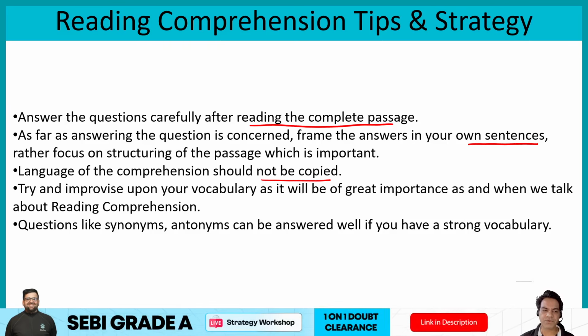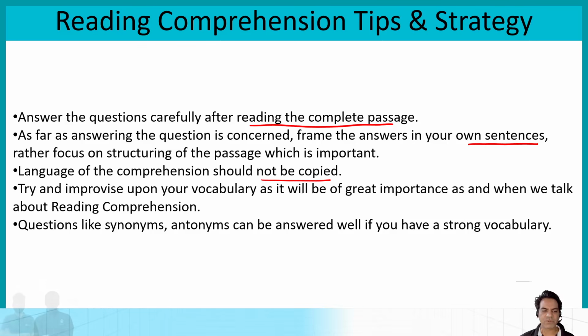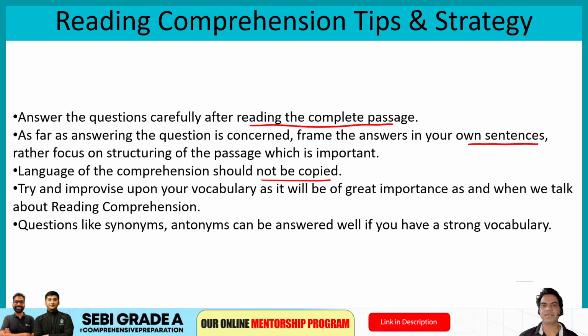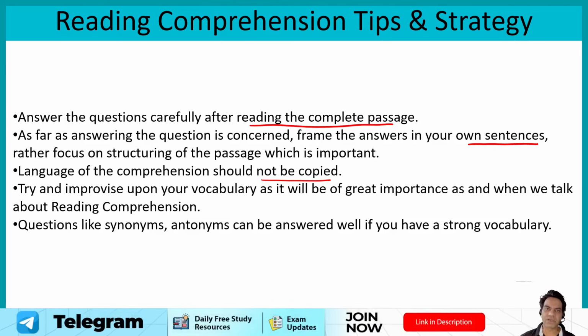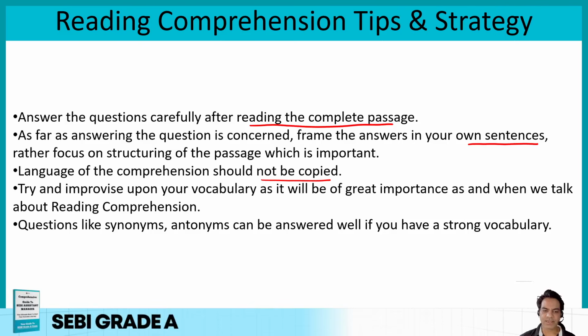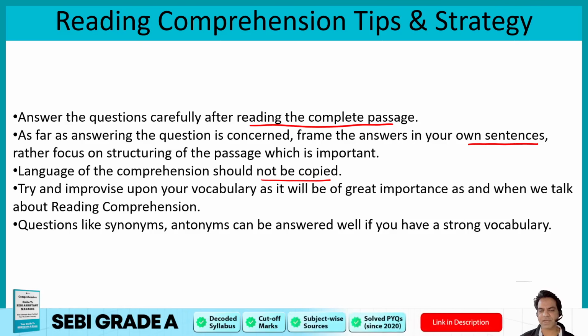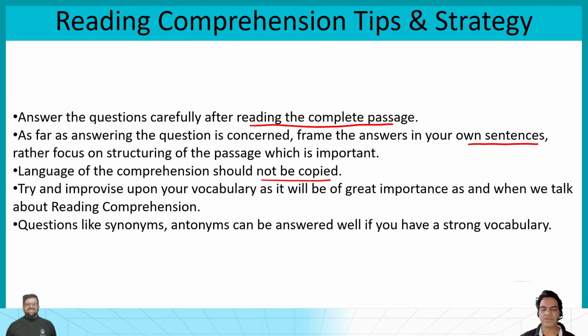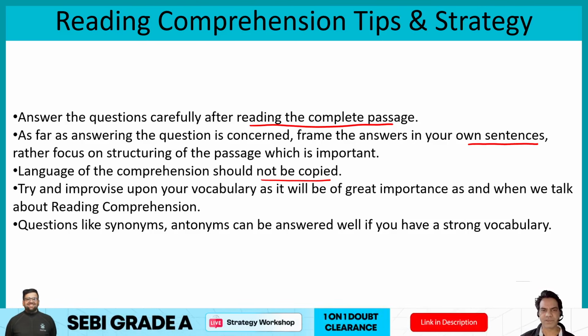Try and improve your vocabulary, as it will be of great importance as and when we talk about reading comprehension. So as you are presenting your answers, use synonyms. For example, for monetary policy you use fiscal policy, right? So that means the same thing. So instead of saying Indian government, you can say central government, right? Or union government. So that is how you use synonyms to present the same idea of the passage. And guys, questions like synonyms and antonyms are not usually asked, but if they are asked, you have to have a good strong vocabulary. Nonetheless, you need to have good strong vocabulary to present your answers all in all.